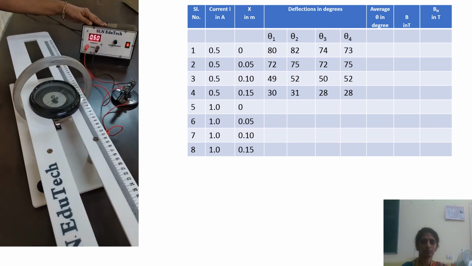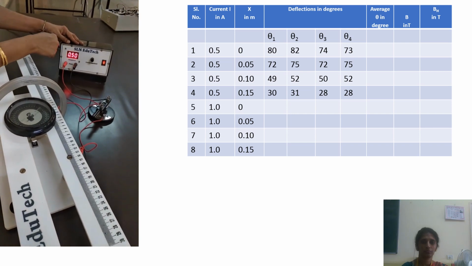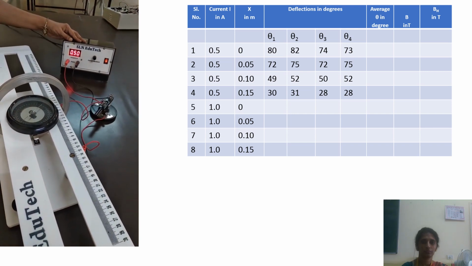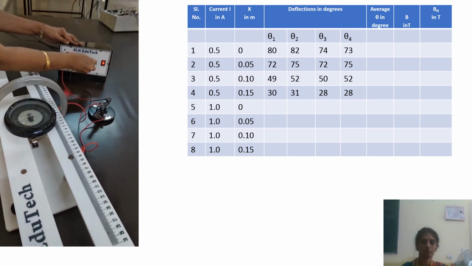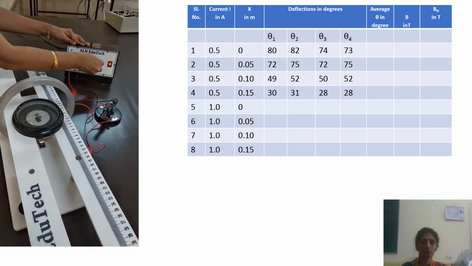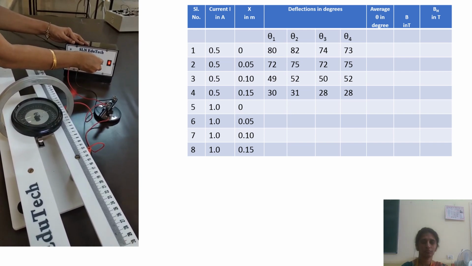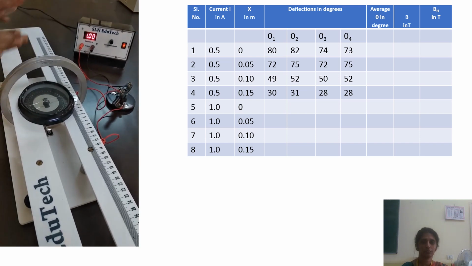Now we have to repeat the experiment by keeping 1 ampere. Initially it was 0.5, now I have to keep it at 1 ampere. So just use this knob and bring it to 1 ampere. So this is 1 ampere. For this, again I have to repeat the entire experiment.